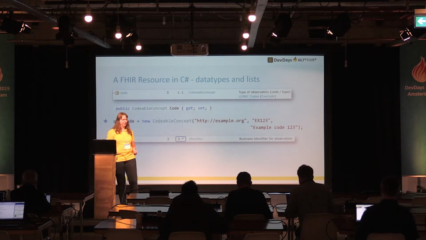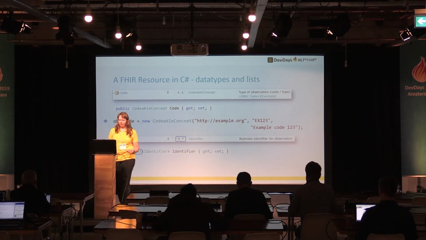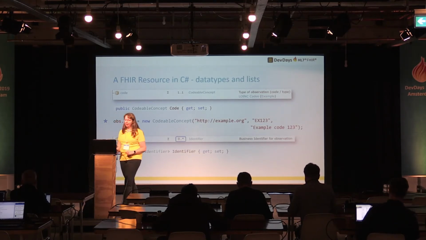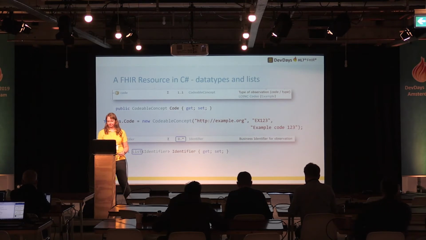For each of the fields that you encounter in the FHIR specification, where you see a 0 to star or a 1 to star list, you will also see this list in the FHIR library. So in this case, the identifier, as you can see, is a public list of identifiers, where the identifier type here is the FHIR identifier.